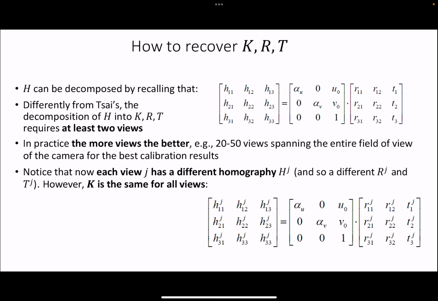Once we get H, we need to decompose it into KRT, right? H can be decomposed by recalling that it consists of an upper triangular matrix, a rotation matrix and a translation vector. Different from Zhang's method, the decomposition of H into KRT requires at least 2 views. In Zhang's method, if we have M, then we can use QR factorization to get KRT. But for H, decomposition into KRT requires at least 2 viewpoints.